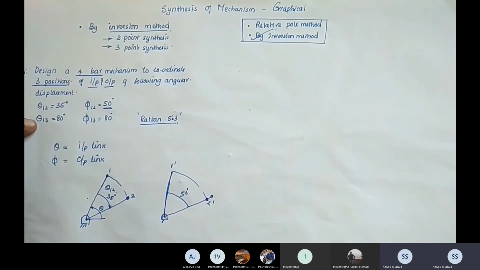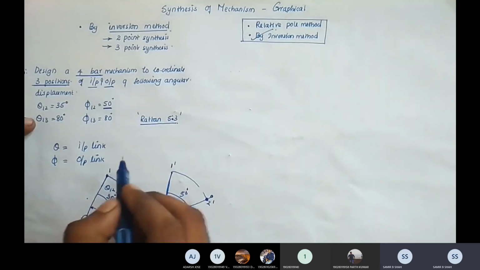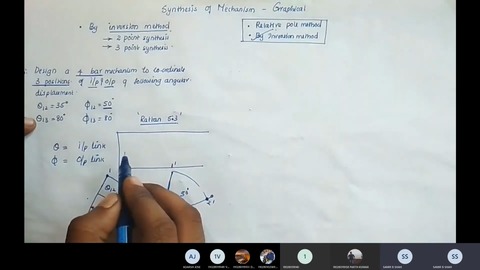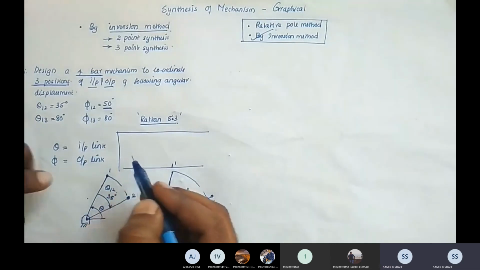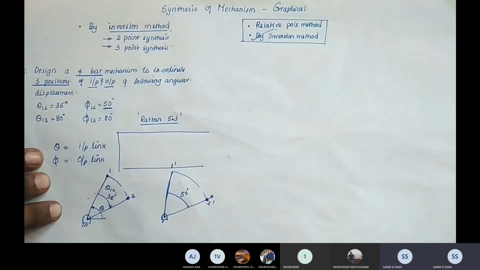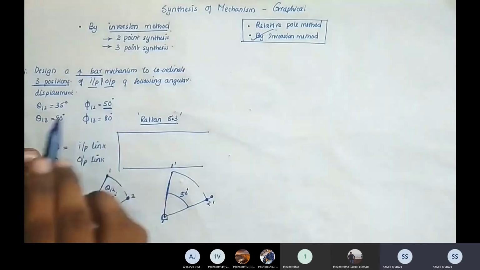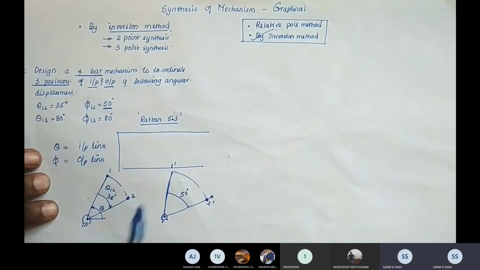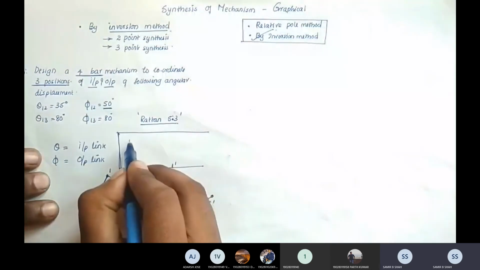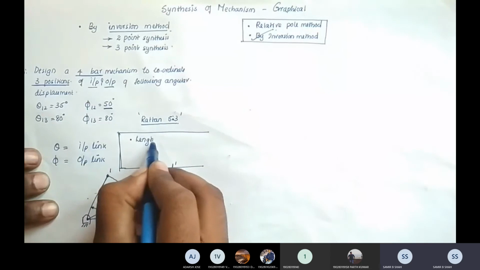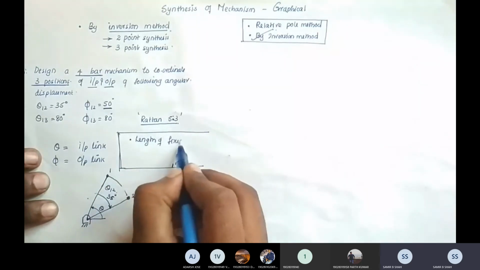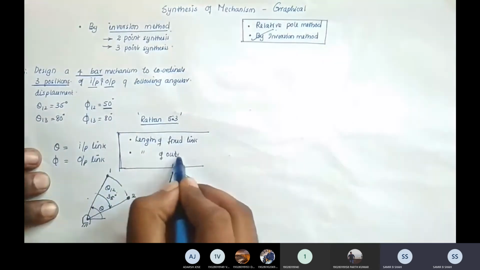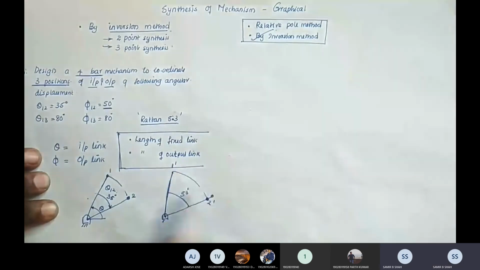For that we are just going to draw that one. In this question, we need to observe the two different points. Here I am going to take arbitrarily any length of the link. In a four bar mechanism, fixed link is there, input link is there, a coupler link is there, output link is there. In this question, no length is provided. Hence, I am going to take arbitrary length for any two links. That means I am taking the length of the fixed link and the length of the output link in arbitrary manner.